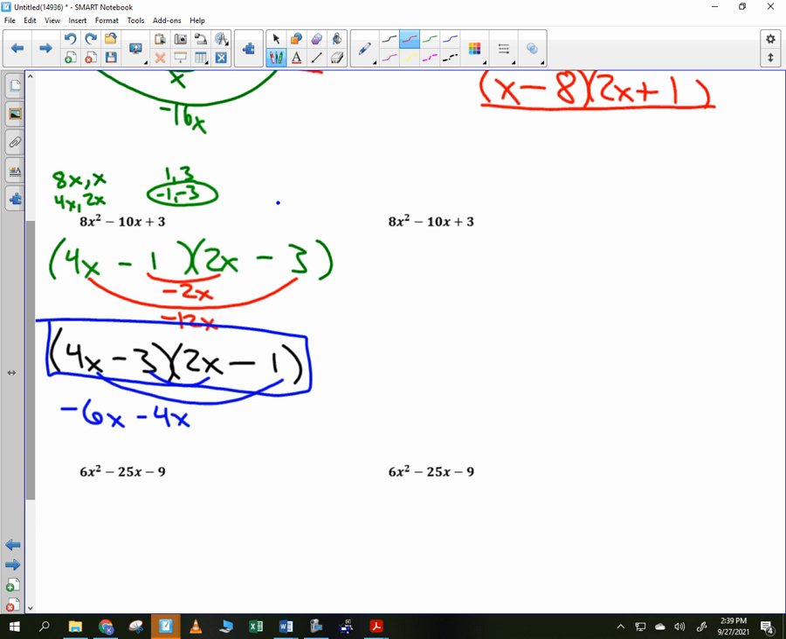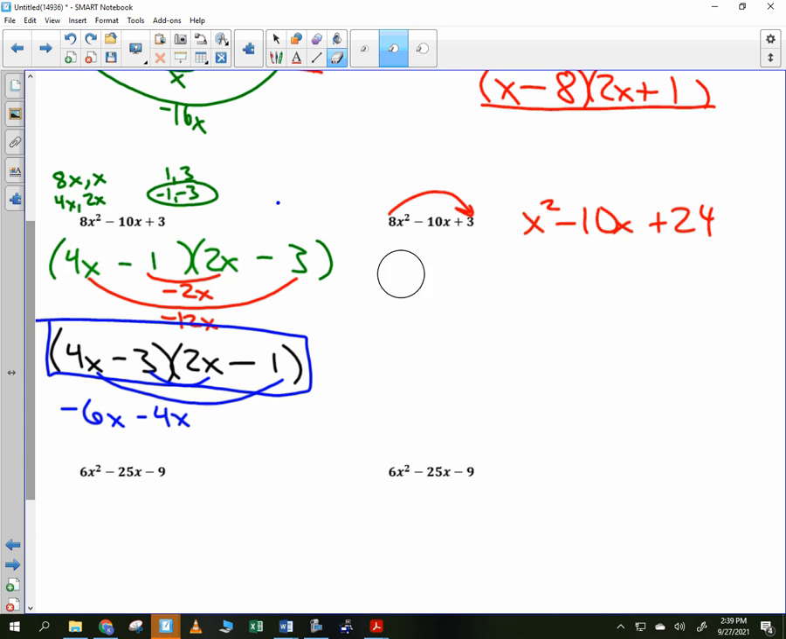How do I start? What do I do? Yep, the 8 times the 3. And I get x squared minus 10x plus 24. Does that factor? To what? x minus 6 times x minus 4. I usually like to leave a little bit of space there. What number did I get rid of? 8. So I'm going to put that 8 back.